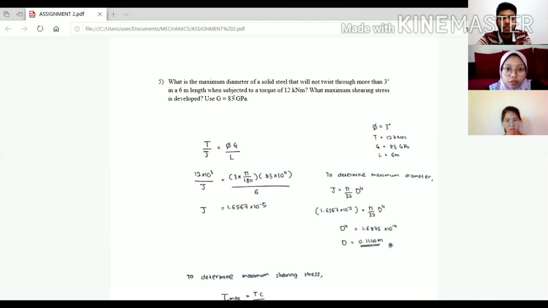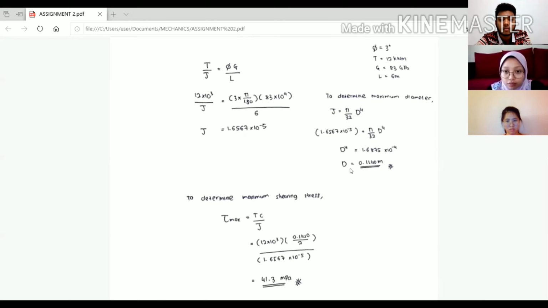Number 5, we know that we need to determine the maximum diameter, also the maximum shear stress. So from this formula, we just substitute the info given from the question, so we will get the answer. But the answer is for J, the polar moment of inertia. To determine the maximum diameter, you just need to use this kind of formula. Make sure that you use the diameter formula. So you just substitute the value and you get the answer for diameter straightforwardly.